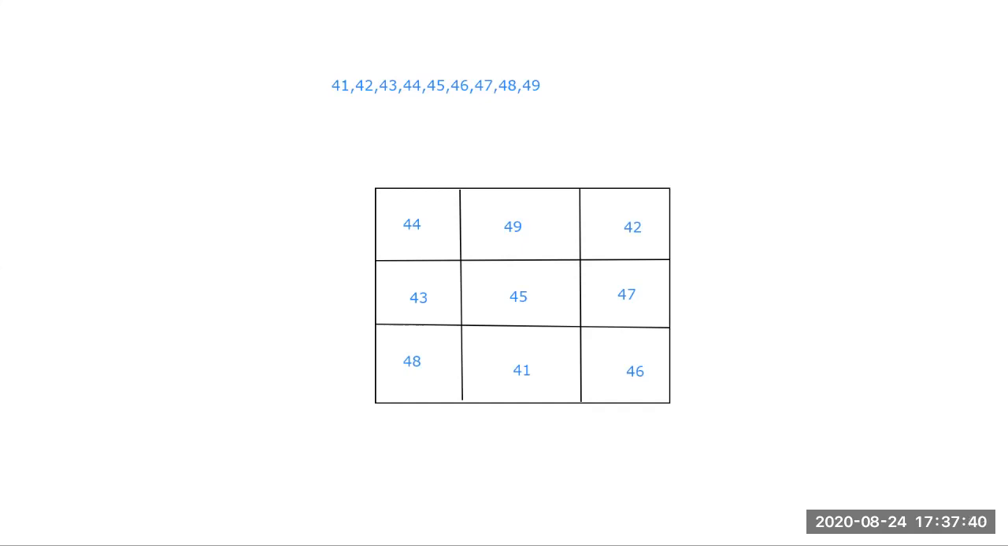If you want to check this magic square, you can check it by using the calculator. Add 44, 43 and 48, you get a value. Even if you add 49, 45 and 41, you get the same value. And if you add 42, 47 and 46, you get the same value. The same value goes on for all the horizontal rows, all the vertical rows, all the cross lines.